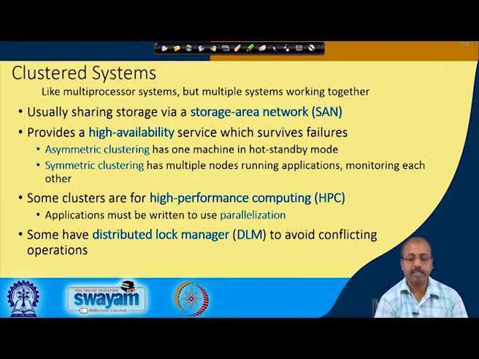And we can have symmetric clustering, which has multiple nodes running applications and monitoring each other. They check what the other has computed, compare those values, and come to a decision about which one is correct. Some clusters are for high performance computing, for example weather forecasting, where the amount of computation is very high and we need to do it very fast. So some sort of clustering is there for high performance computing.